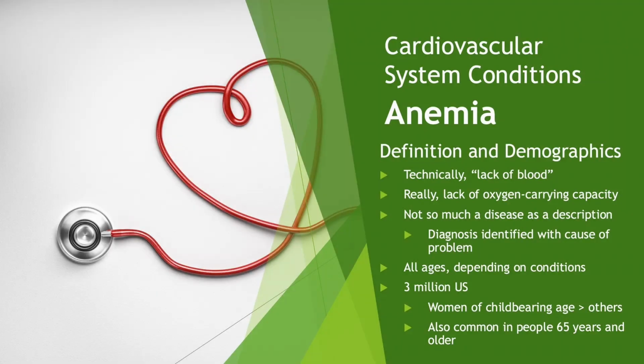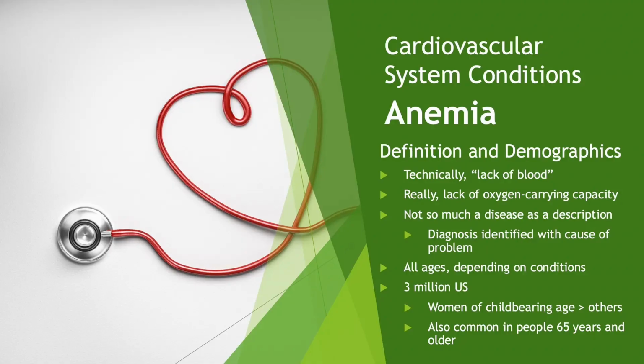Now we'll discuss our first cardiovascular condition, anemia. Technically, anemia means lack of blood, but more accurately, it refers to a lack of oxygen-carrying capacity. Anemia is not so much a disease as it is a description of a condition. The diagnosis is identified along with the cause of the problem. Anemia can affect people of all ages, depending on the underlying conditions.